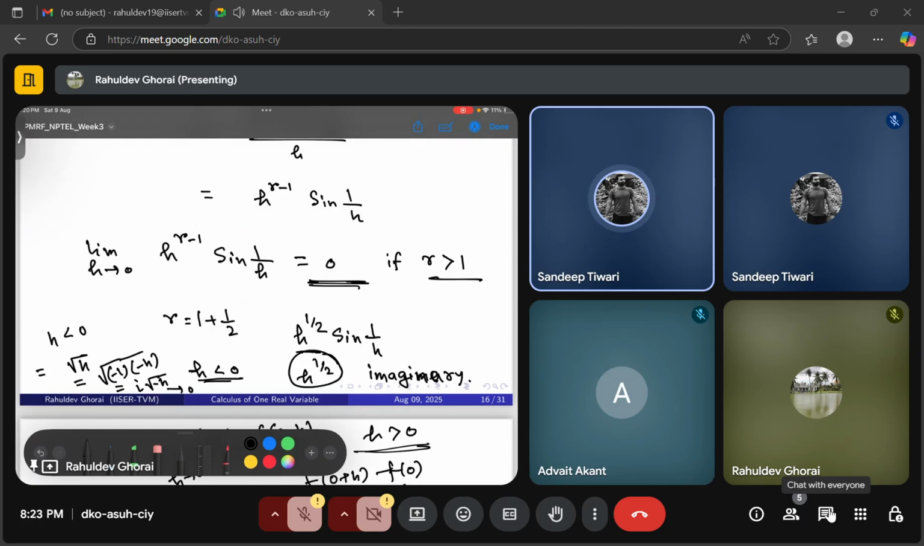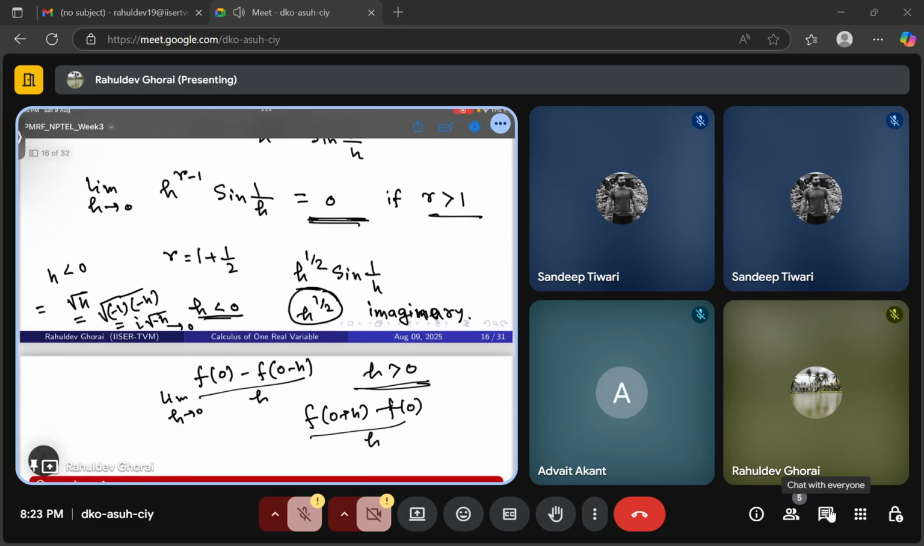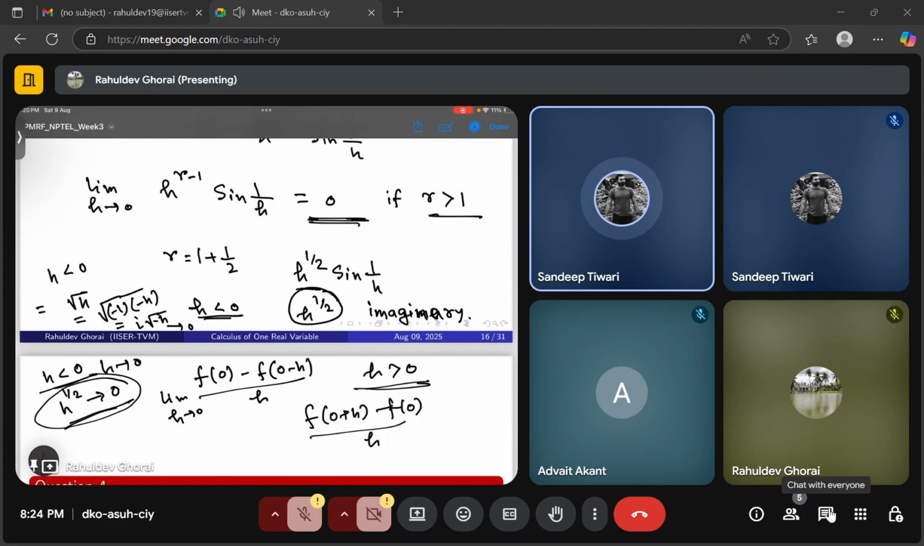Yes, sir. You understand? So wherever Google or whoever says it, they have to come through this one. That h is less than 0, then how does h to the power half converge to 0? H is less than 0 and h is converging to 0. Sir, it is on the Mathematics Stack Exchange website.